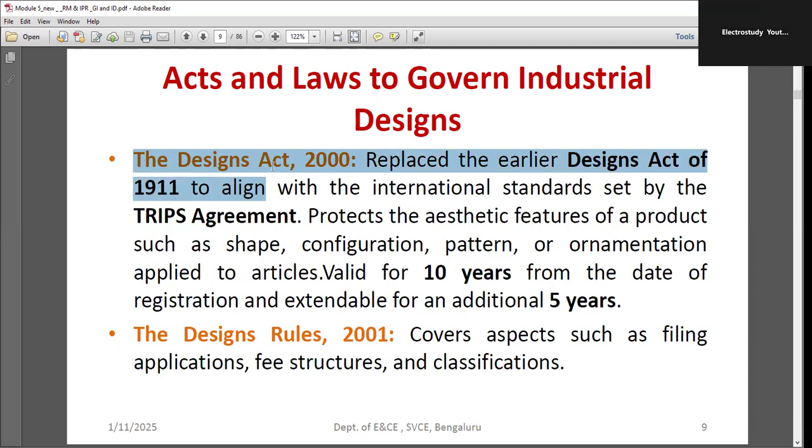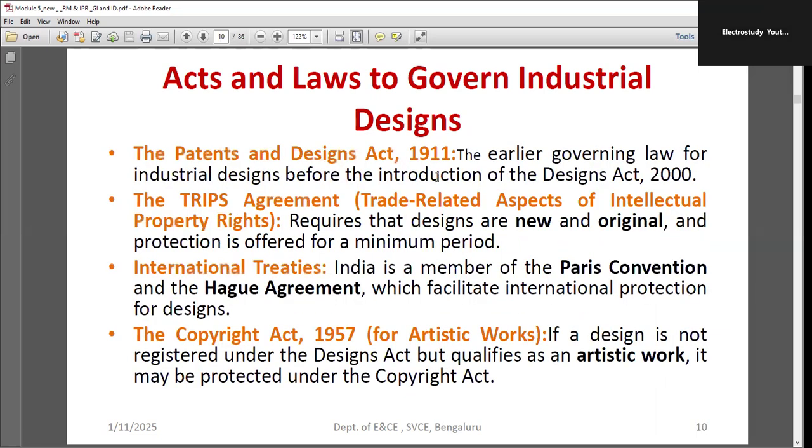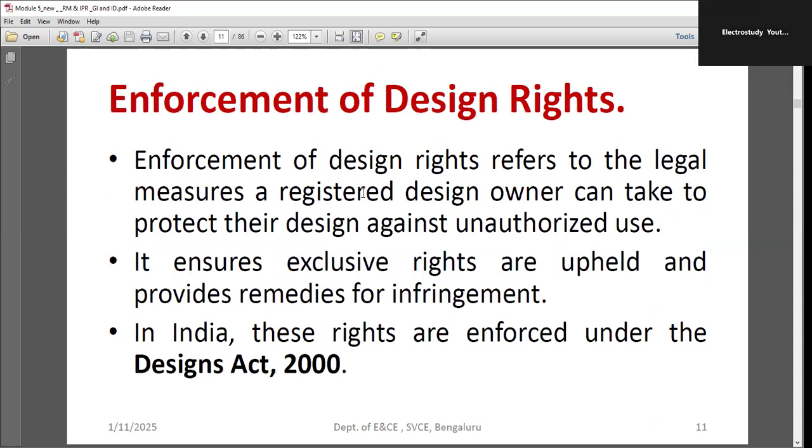Similarly, you have to talk about brief information about the Design Act 2000, then the Design Rules 2001, then the Patents and Designs Act 1911, the TRIPS agreement, Trade Related Aspects of Intellectual Property Rights. That is called TRIPS. The Copyright Act 1957. Those things you are supposed to elaborate. Then the Design Act 2000 is the main thing.